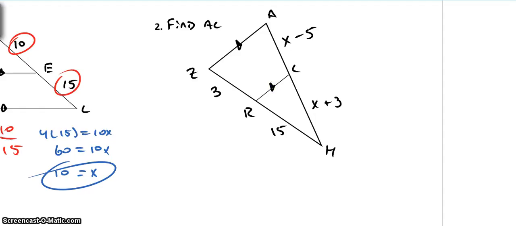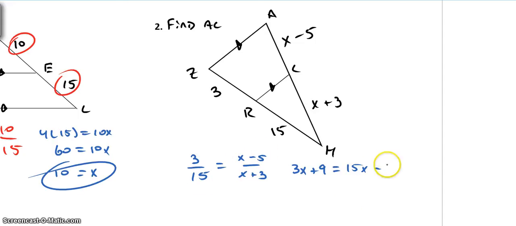So now we got to set this one up. So again, I'm going to go 3 over 15, x minus 5 over x plus 3, top over bottom, top over bottom. You could go left over right, but I'm just going to do this one. 3 over 15 equals x minus 5 over x plus 3. Cross multiply. So 3 times x is 3x, 3 times 3 is plus 9, 15 times x is 15x, 15 times negative 5 is negative 75.